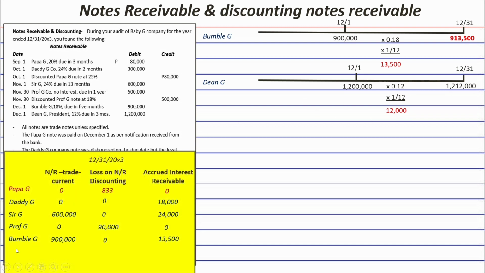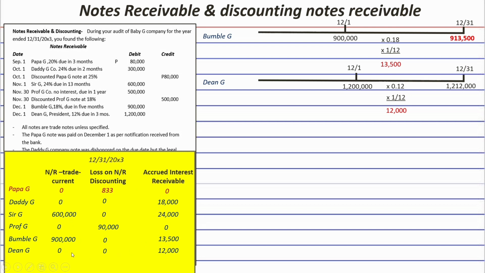So on Dean G's note, the current trade note receivable is 0 because again, the notes receivable is presumed to be not related to the normal course of business of BBG. The loss on discounting is also 0, but the interest receivable is 12,000, which is based on this computation and analysis. And that's it. Well, to end this episode, we still need to summarize the answers.